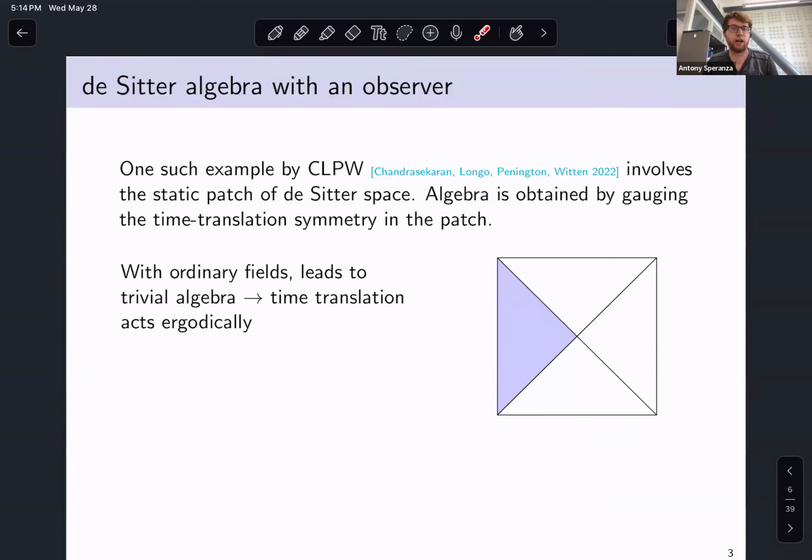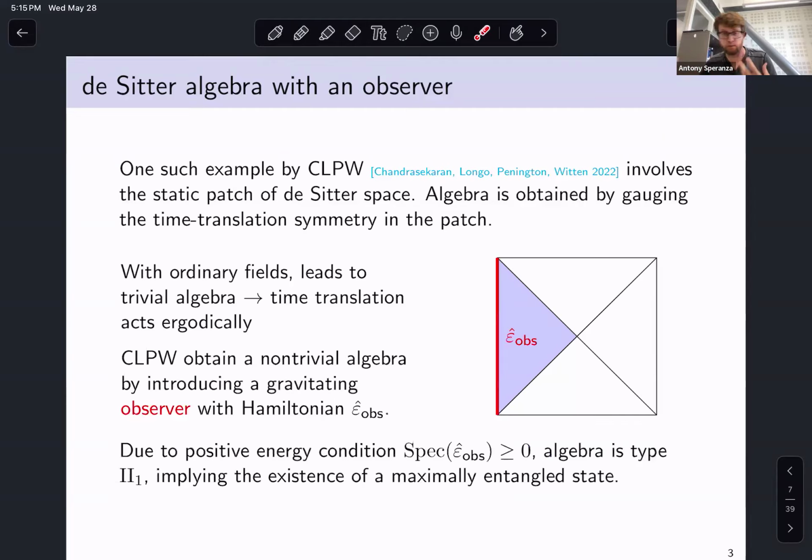So, okay, if your algebra has one operator that's invariant under the boost, it's the identity. That's not a very interesting algebra. And this is what motivated them to introduce an observer into the static patch of de Sitter. So they said, okay, if you want a non-trivial algebra, you kind of need a clock with which you can measure operators relative to. And so they introduced this model where you have an observer, they have a Hamiltonian, they perturbatively backreact on the geometry.